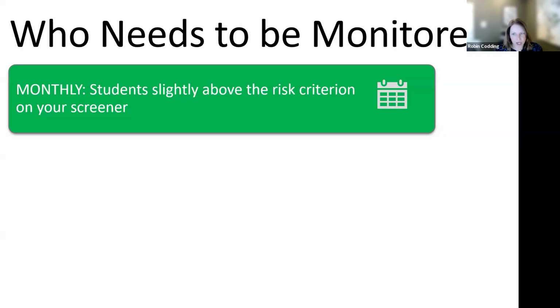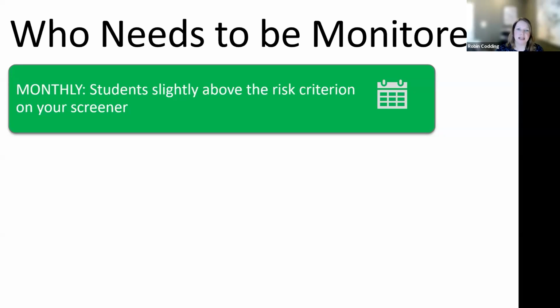But even with our screeners, we have these kids that don't quite hit the criterion we have already identified in our system or using our screening tool to need services, who just maybe aren't quite there. They're not quite making that progress. If we progress monitor them monthly, then we can get an assessment of whether those students are okay or not quicker than waiting for that, let's say we did the screener in fall, winter screener.